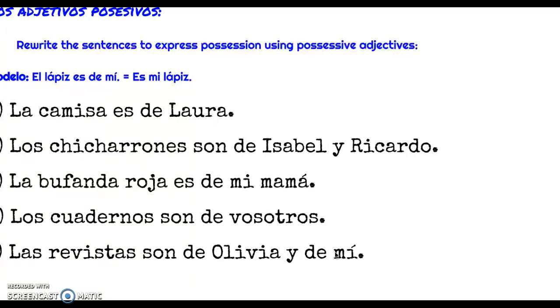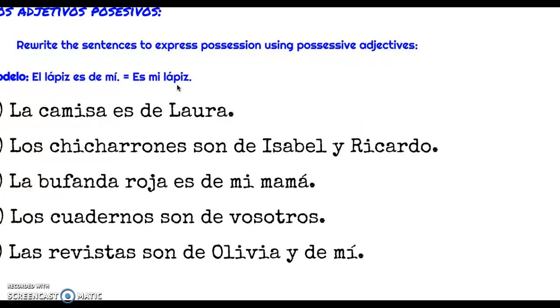Using what we just talked about up here, for day 2, you're going to write in "los adjetivos posesivos," so your possessive adjectives, on your topic line. Here's our model sentence again, "el lápiz es de mí." You're rewriting it as "es mi lápiz," it's my pencil. So this way is saying like the pencil is mine, and we're saying it's my pencil. So we have 5 sentences here that we're rewriting to simplify using possessive adjectives.